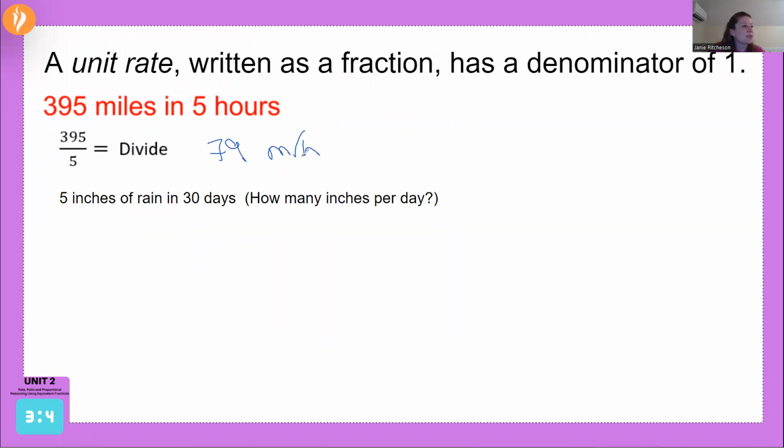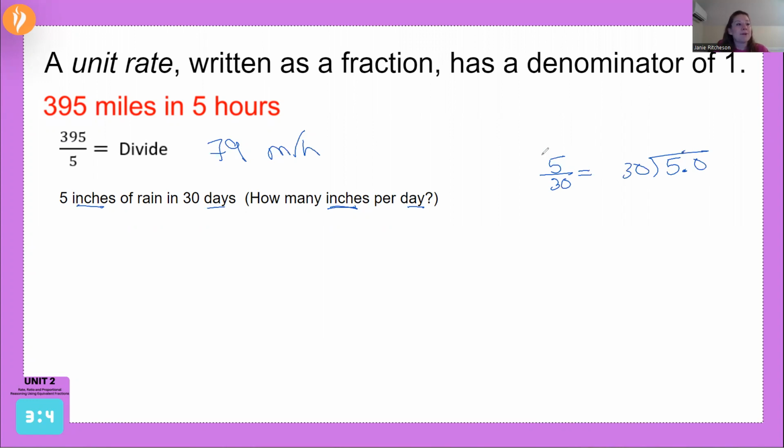All right, so the next one says 5 inches of rain in 30 days. How many inches per day? A lot of you want to say, oh, 30 is the big number, I'm going to divide 30 by 5. No, you've got to pay attention to the words. If it's inches per day, you must divide inches by days. That means 5 is our numerator, 30 is our denominator. And if we divide 5 by 30, what do we get?